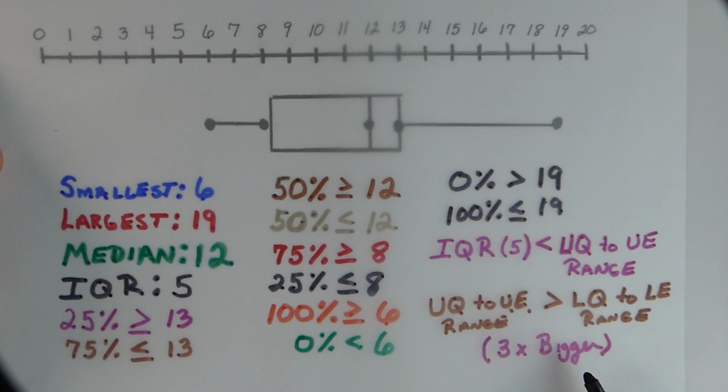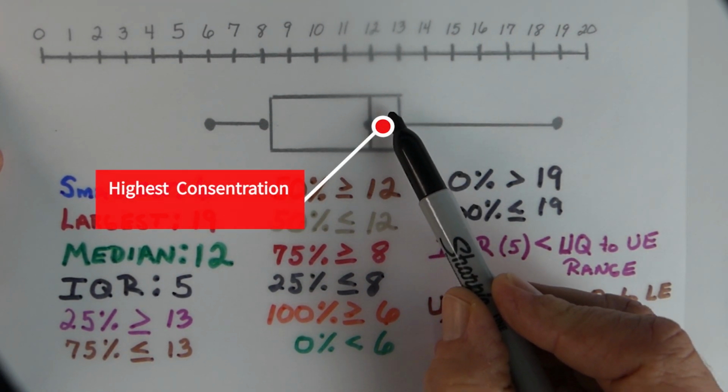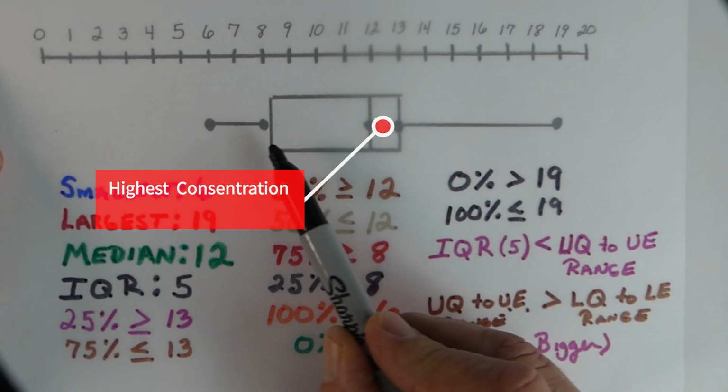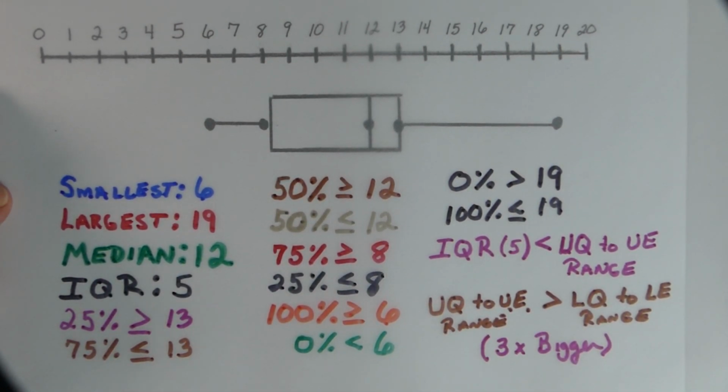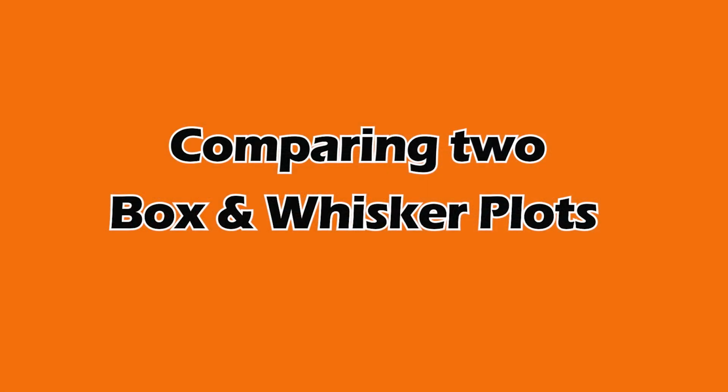We can even look at the inner quartile range, the box itself, and we can see that the right side is actually a smaller section. And what that means is that part of the box has a greater concentration of students. It's also great to compare box and whisker plots. You can get a lot of information this way.